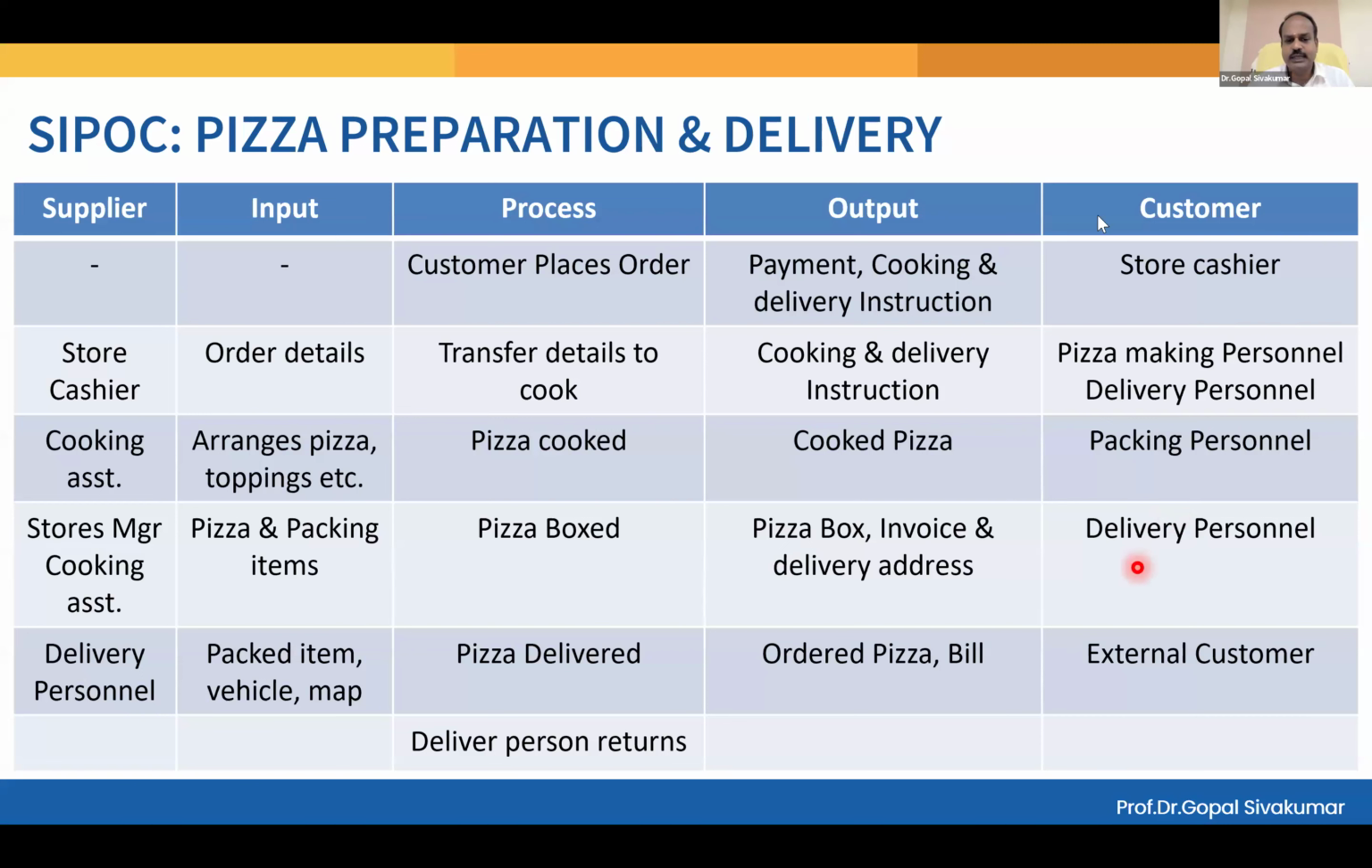Now the delivery boy has to deliver it. And now he needs the packed item, a vehicle, probably some GPRS or whatever, so that he can reach the place as early as possible. And now he has to arrange everything for himself. Now he himself acts as the supplier. And then the ordered pizza along with the bill is handed over to the person who ordered, the customer. And now the delivery person returns.